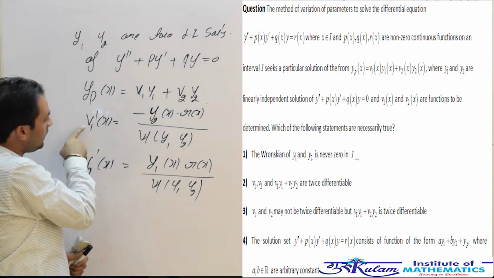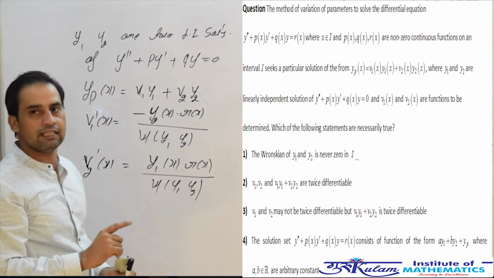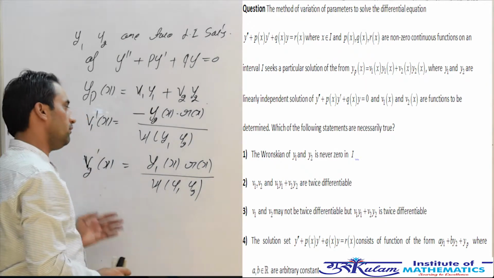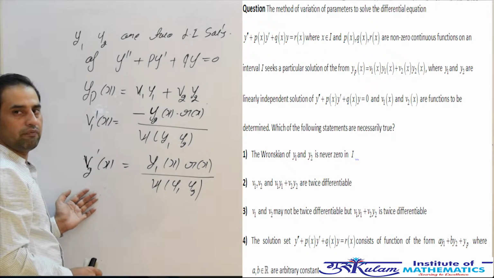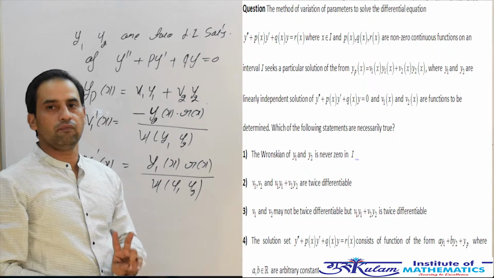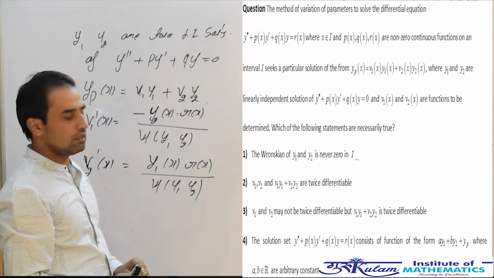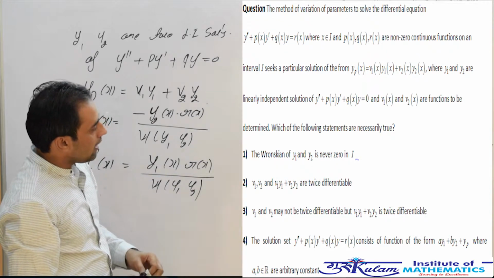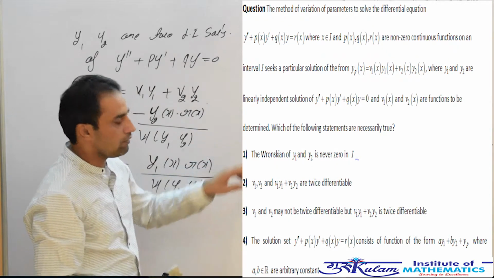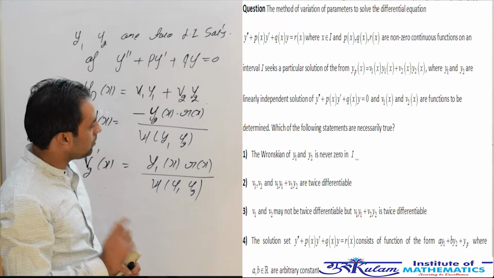So v1' may not be differentiable, that is, v1 may or may not be twice differentiable. Similarly, v2' need not be differentiable, which implies v2 may or may not be twice differentiable. Hence this second option is definitely false, since v1 and v2 may or may not be twice differentiable. Now come to the third option.